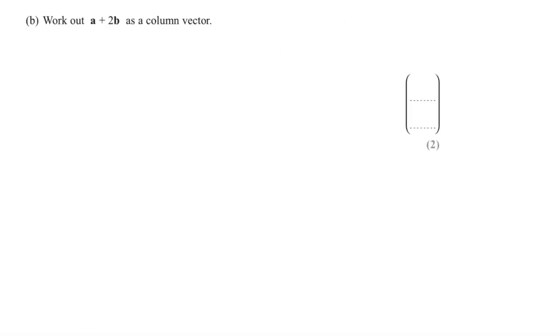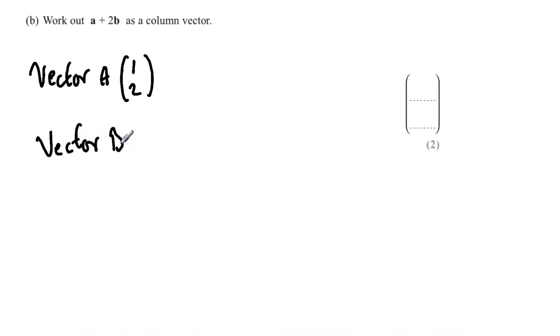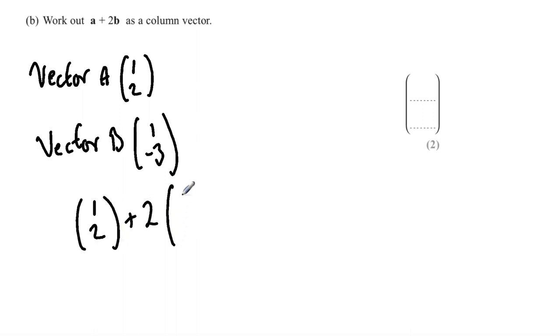10b, work out a plus 2b as a column vector. So from the previous question, we know what the vector A is. So vector A was 1, 2, and vector B was 1, minus 3. So all we've got to do now is substitute these vectors into this expression. So 1, 2 plus 2 multiplied by 1, minus 3. What we need to do before that is to multiply the vector b by 2.